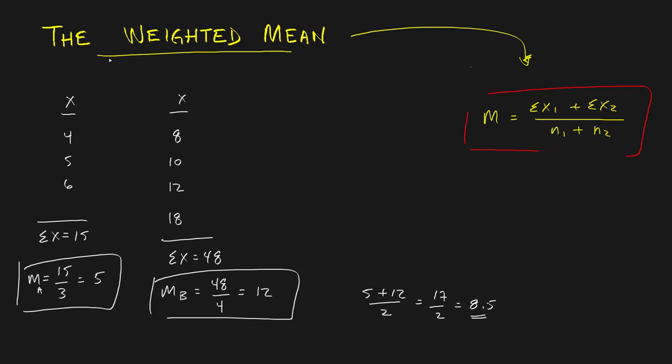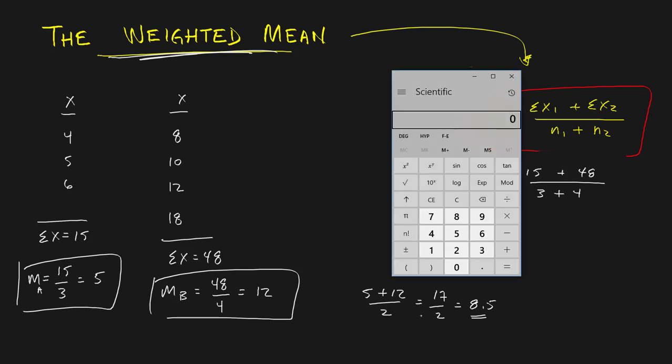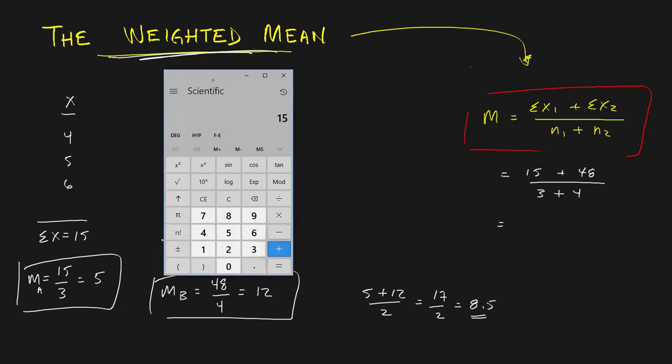Our mean, the weighted mean, to do it properly, we're going to do it this way. It's the sum of the first data set, so that's 15, plus the sum of x for the second data set, that's 48. And then I've got 3 scores in the first sample, 4 scores in the second sample. So what have I got here? 15 plus 48. Let's bring out the calculator so I don't muck it up. 15 plus 48 is 63, and then we're going to divide that by 7.